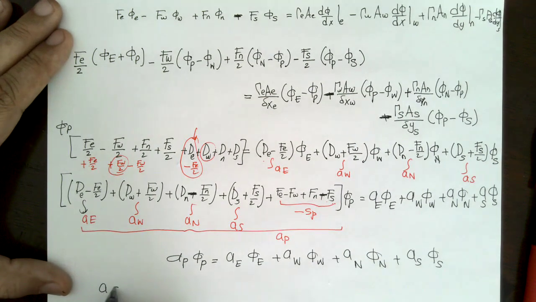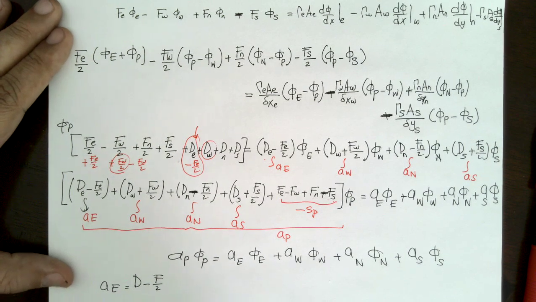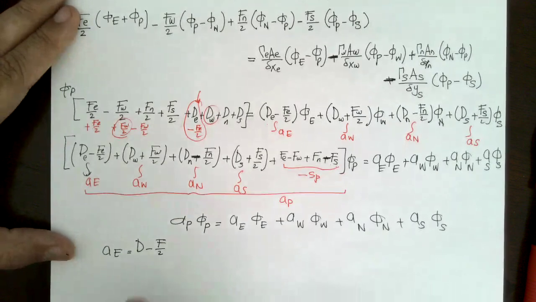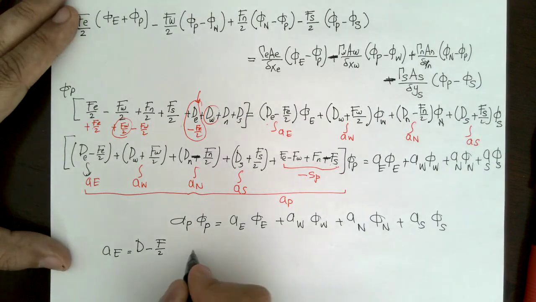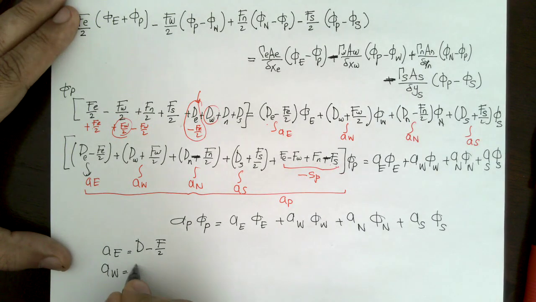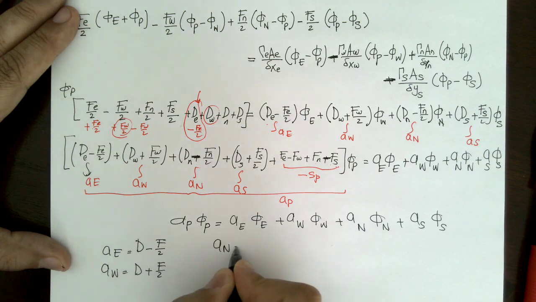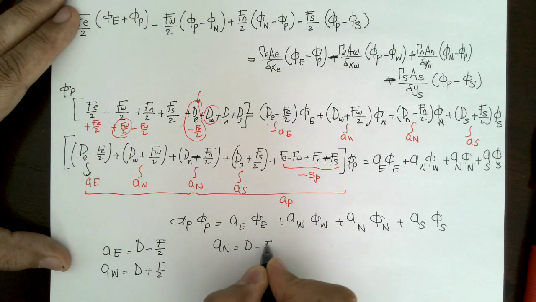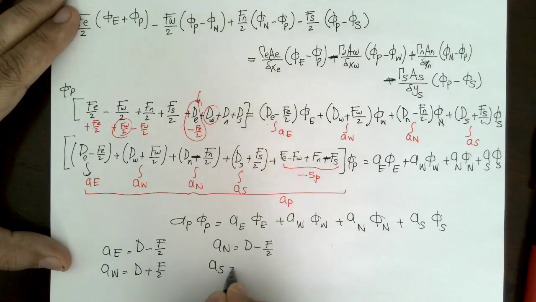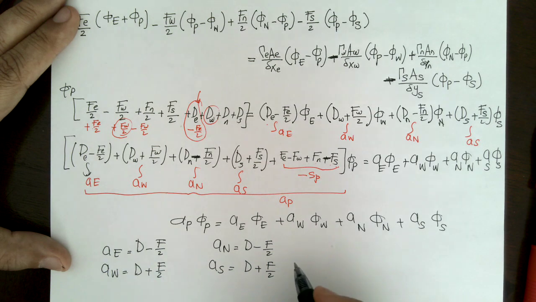So we know that A east is simply D minus F over 2. I assume that you're going to pick D and F are the same, right? So there's going to be D minus F over 2. A west will be D plus F over 2. A north will be D minus F over 2. A south will be D plus F over 2. And you can get actually your AP.